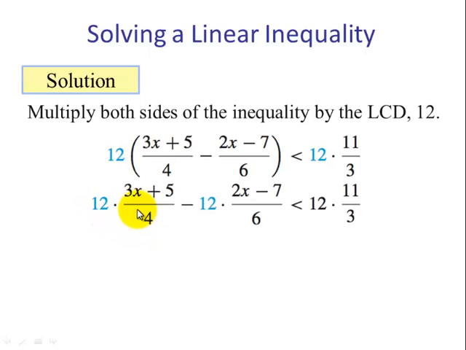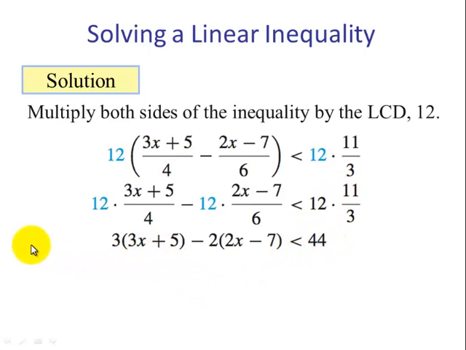So here, 12 divided by 4 is 3. So I'm going to take 3 times this expression. 12 and 6, 12 divided by 6 is 2. So I'm going to take 2 times this expression. And then 12 divided by 3 is 4. So we get 4 times 11, which is 44.